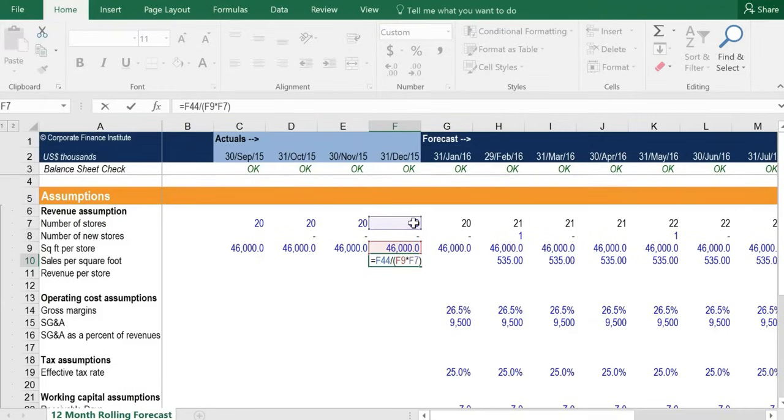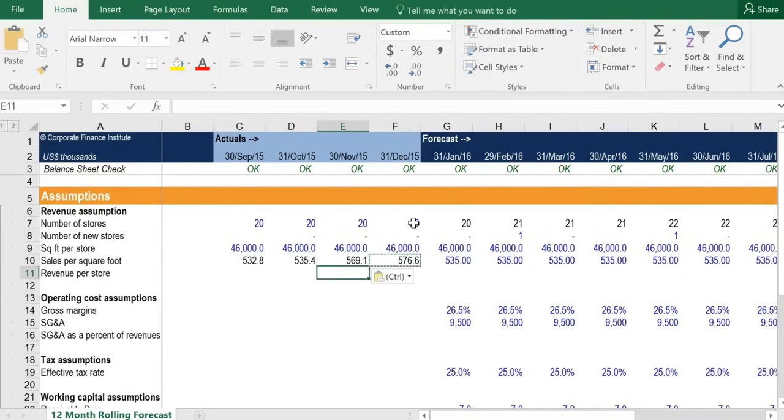However, this sales per square foot figure is based on actual dollars and it's annual. So we need to multiply it by 1,000 because our income statement units are in thousands, and multiply it by 12 because typically you think of sales per square foot on an annual basis, not a monthly basis. With that in place, I can copy and paste over here.